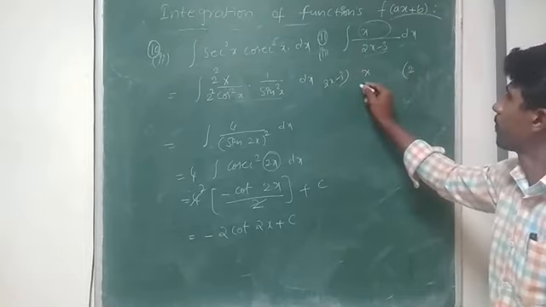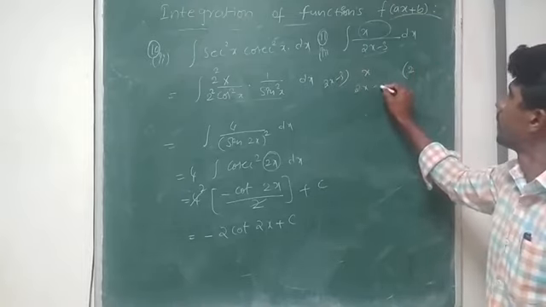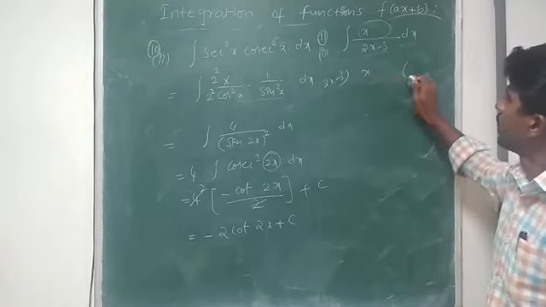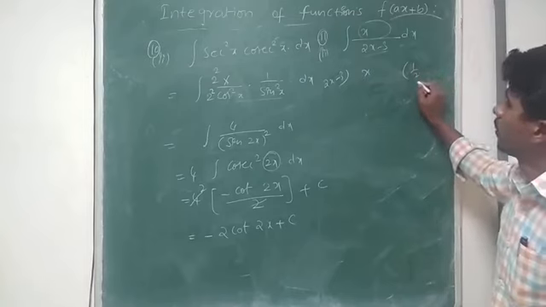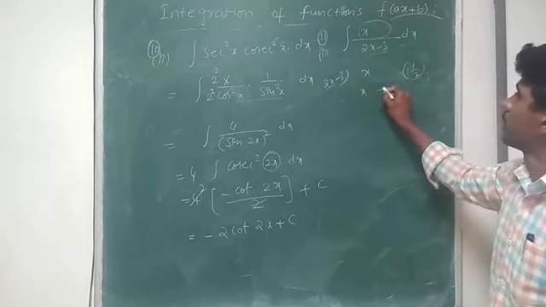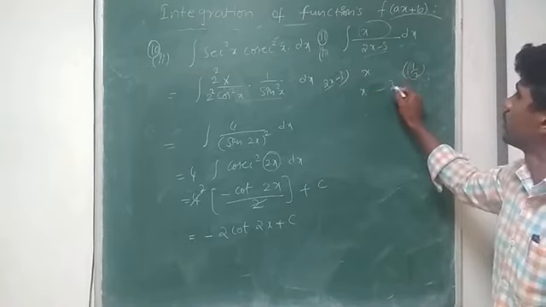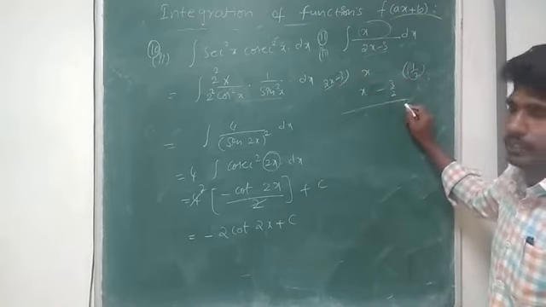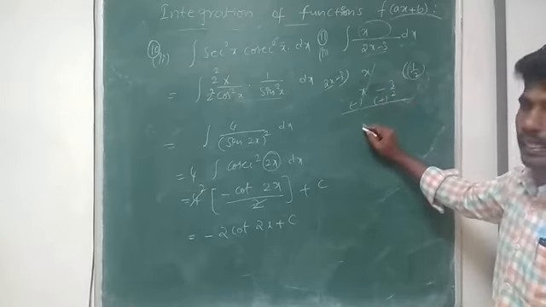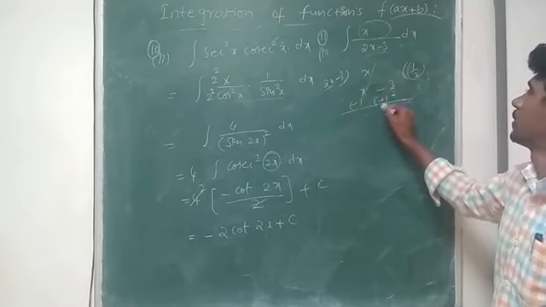Into 2x minus 3, into 1 by 2. So 2x into 1 by 2 is x, minus 3 into 1 by 2 is 3 by 2. Right? Minus plus, when that gets cancelled, I get the remainder as 3 by 2.